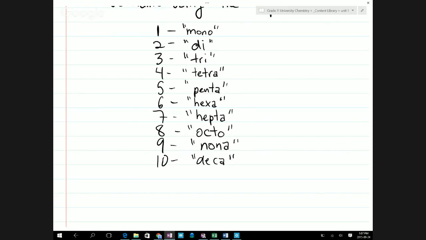Okay, so for example, who remembers the rules? What would we call this? SO2. Sulfur dioxide. Good. Why not monosulfur? Good. Mono is only used if it is the second one in the name, which is, by the way, a stupid rule, but there it is. So this would be sulfur dioxide.